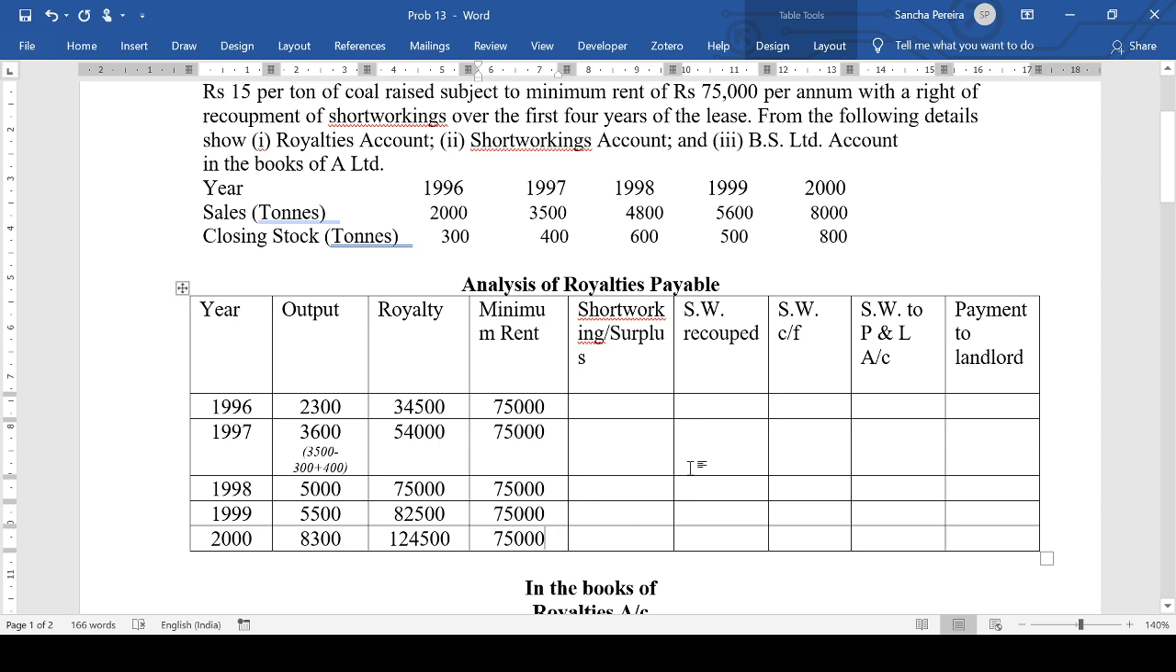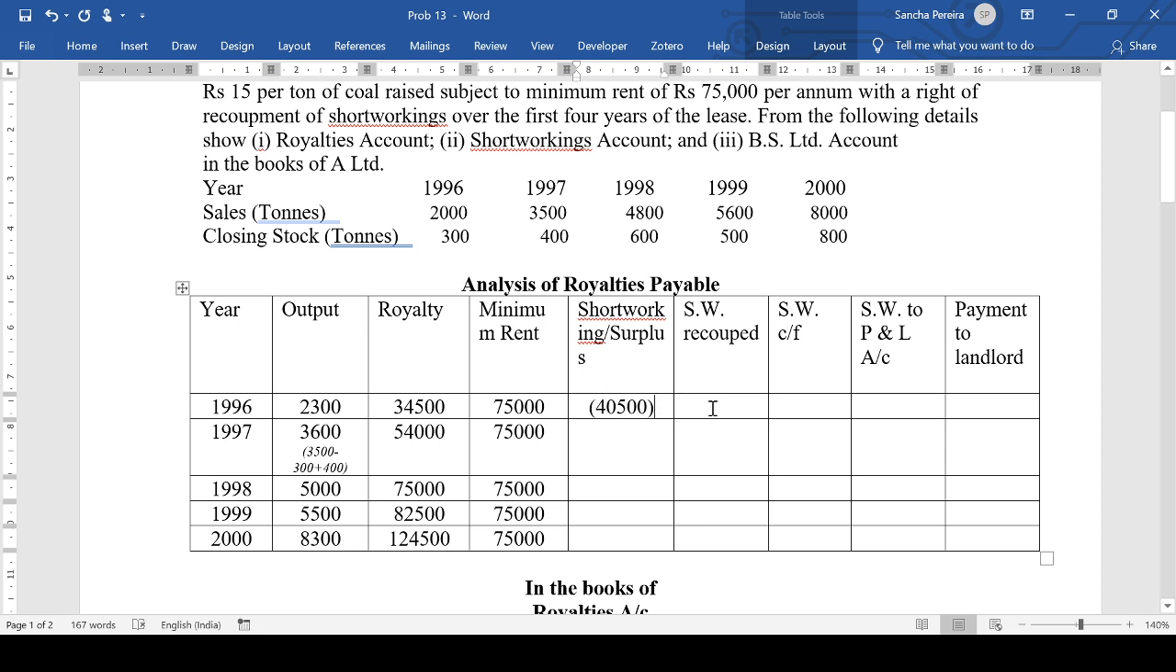So there's always a difference between during and next. Try to get that difference. Till now we have been doing most of our problems say next 2 years, next 3 years. This problem says during the first 4 years. So short working surplus in the first year. Could you tell me this amount? Minus 34,500 from 75,000 and tell me. How much? 40,500.